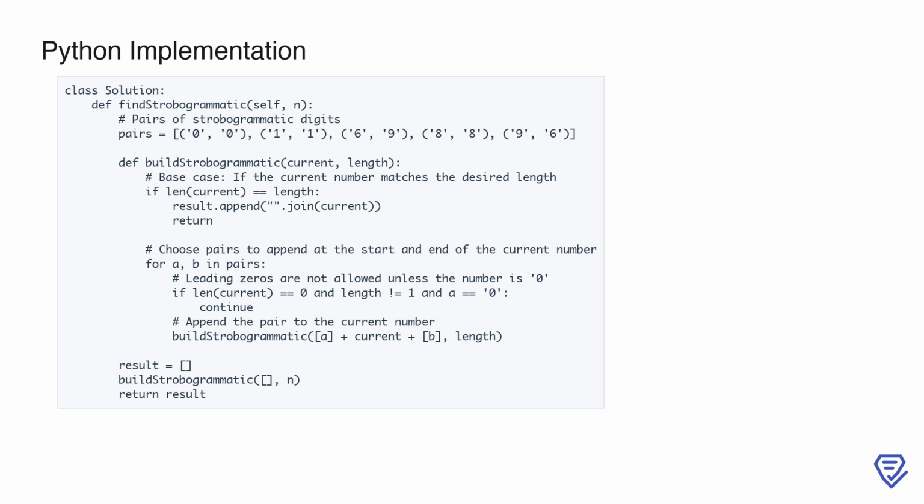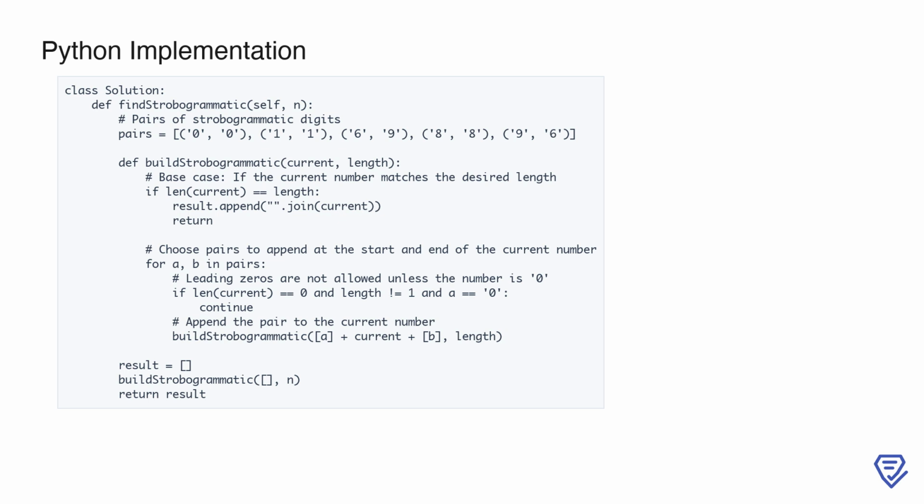It takes current, representing the partially constructed number, and length, the target length of the number. If the length of current matches the desired length, the function joins the digits in current to form a complete number and appends it to the result list. Inside the recursion, the function iterates over each pair in pairs. For each pair, it ensures that leading zeros are avoided unless the number is 0.